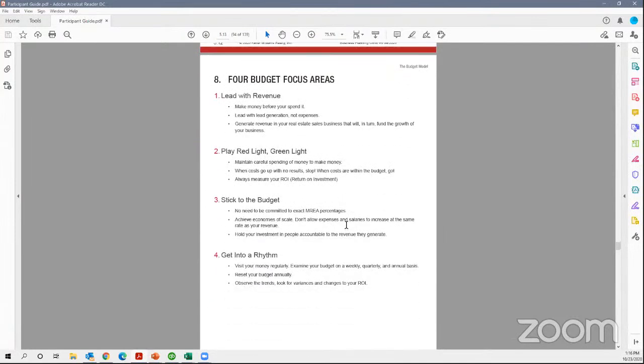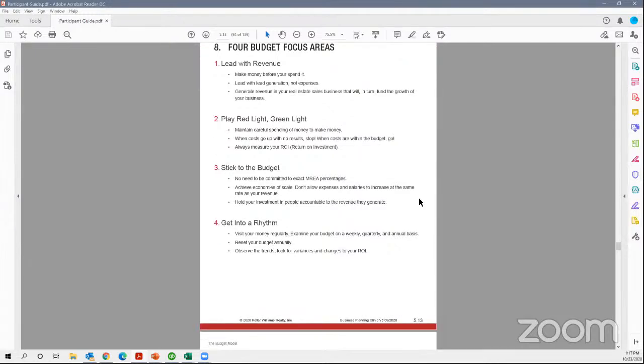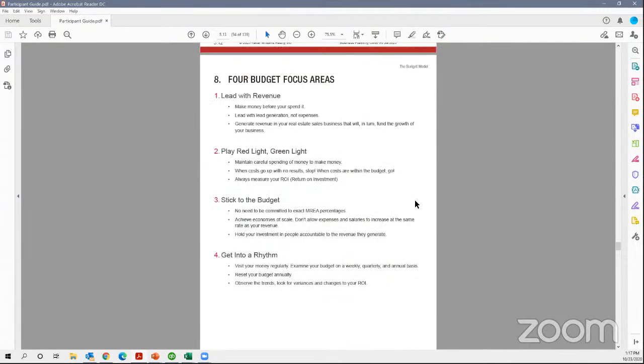So, continue going on. I want to talk about 4 budget focus areas. The first one is lead with revenue. And you'll see this is in your participation book on page 513. This is lead with revenue.